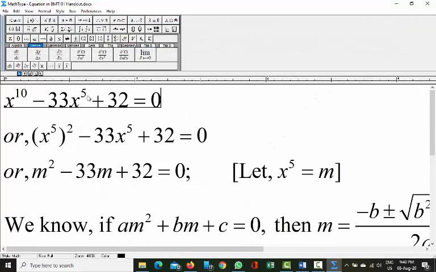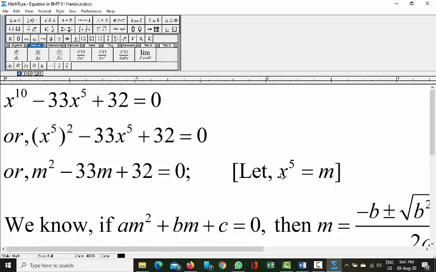Here we have x to the power 5 and here we have x to the power 10. If you have something like that, we can write x to the power 10 as x to the power 5 squared, because the power inside the bracket gets multiplied by the power outside the bracket. So 5 multiplied by 2 gets our power 10 back. Like that way we can write.